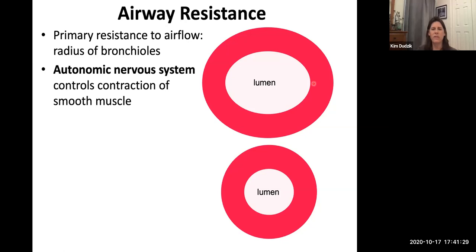So when the smooth muscle is relaxed, the opening in the middle is more open. Remember, the space inside of any tube, we call it a lumen in physiology. And with more space, you get less resistance and more airflow. Same thing that you learned in the blood, except there we were talking about fluid flow, blood flow. Here it's airflow, but it's the same thing.